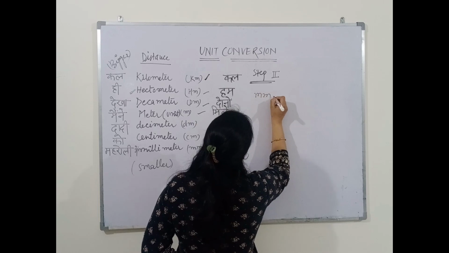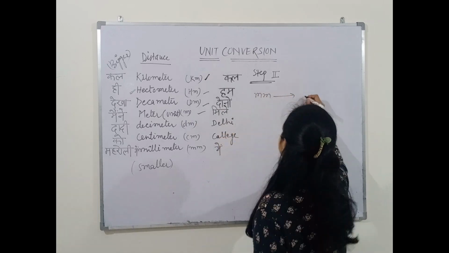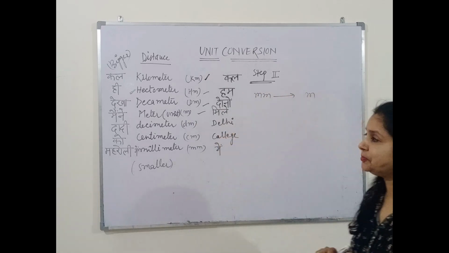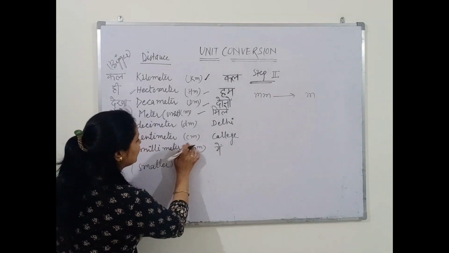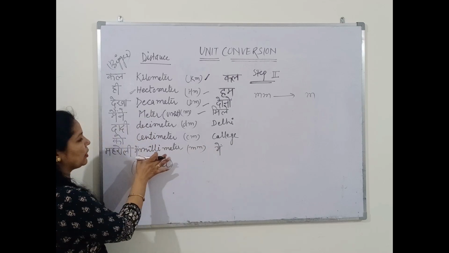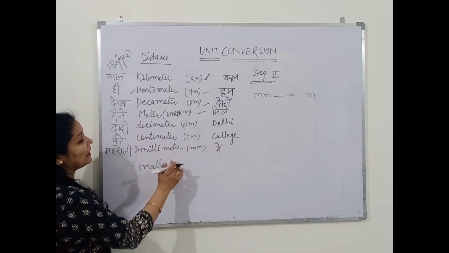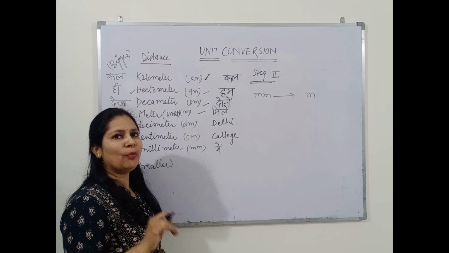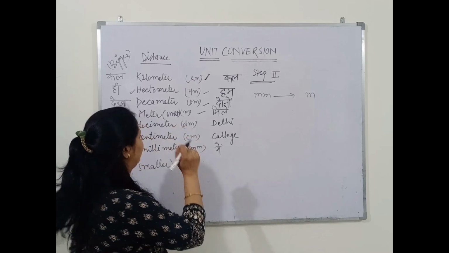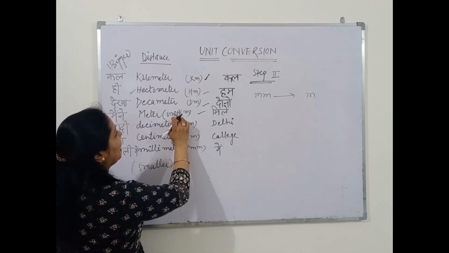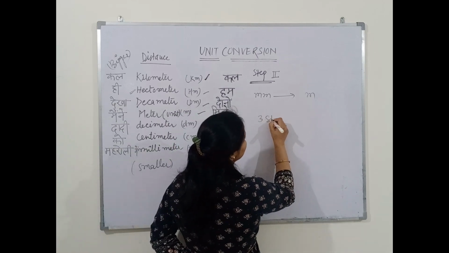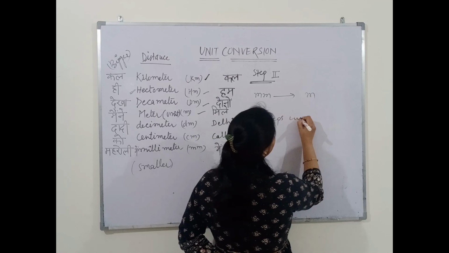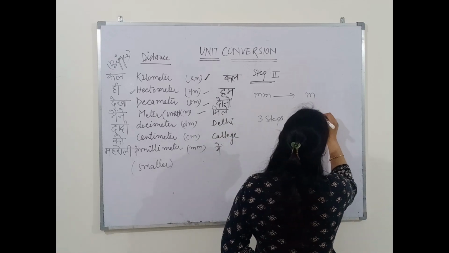Suppose millimeter we want to convert into meter, right? So in that case, what will we do? Same, leave this step because we want to convert this one. Then after that, count how many steps will be up. 1, 2 and 3. There are 3 steps. We will go upside.